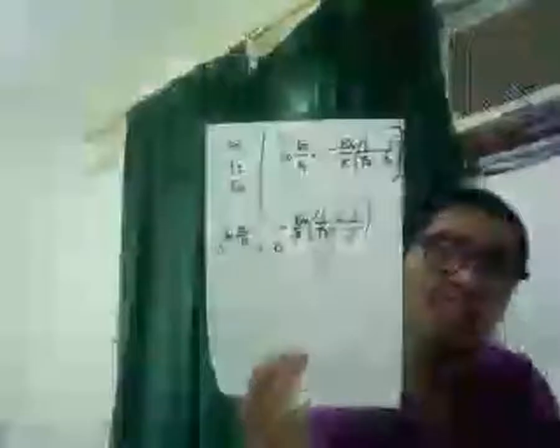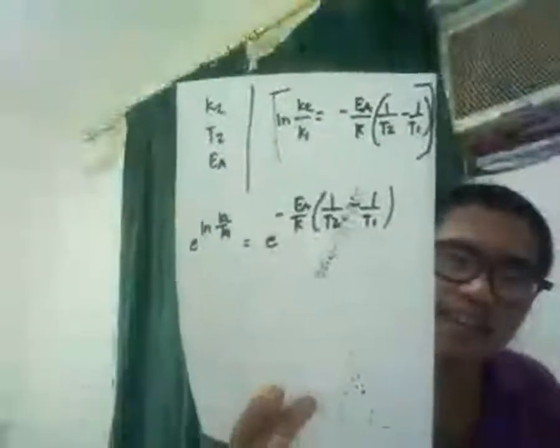So substitute and apply that here in your chemical reaction: ln K2 over K1, exponential of negative Ea over R times 1 over T2 minus 1 over T1. Okay, exponential on both sides. Observe. The quality of a scientist is to be observant. Observe.